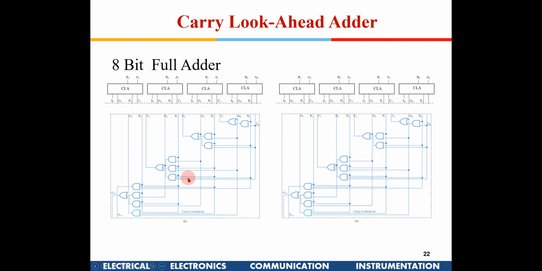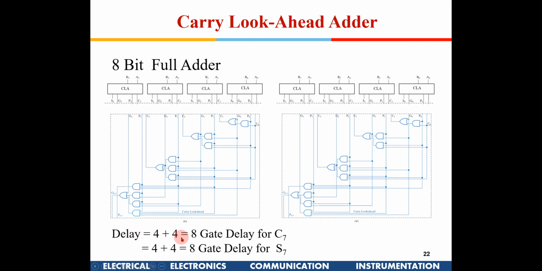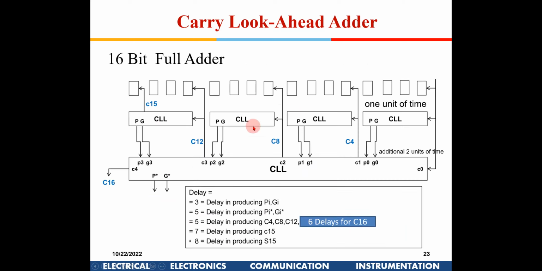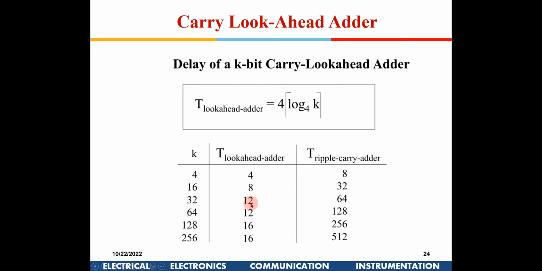Where was the 8 bit? For 8 bit it was 8, right? So it is not written in the table for 8 bit. For 16 bit also it will be 8, because for 16 bit also 2 levels are okay, and hence it is an 8. For 32 you will require 3 levels, right? So for 3 levels it will be 12.